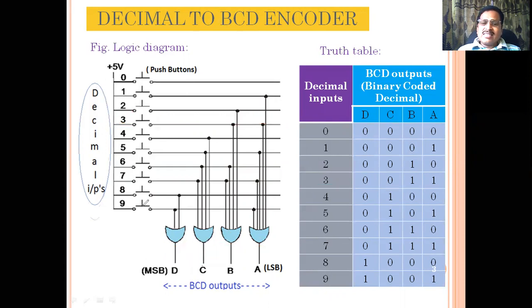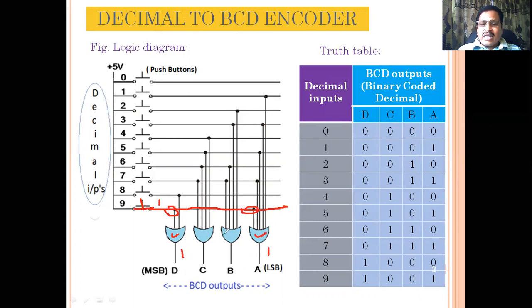Suppose I apply the decimal 9 at the input. That means press a switch in the path of decimal 9. Therefore, this whole line is brought into connection with VCC, meaning logic 1. Now on this line, there are two connections. One is for OR gate D. Second is for OR gate A. So therefore, their output will go to logic 1.